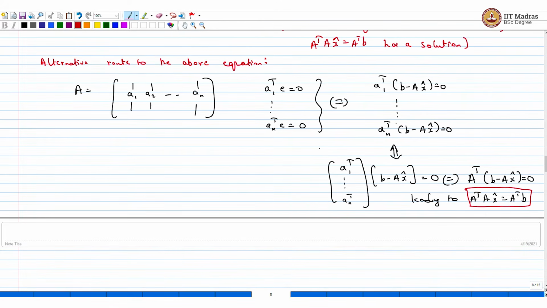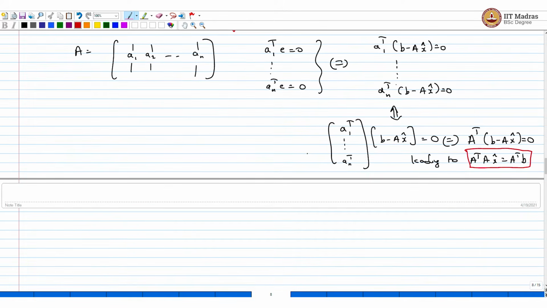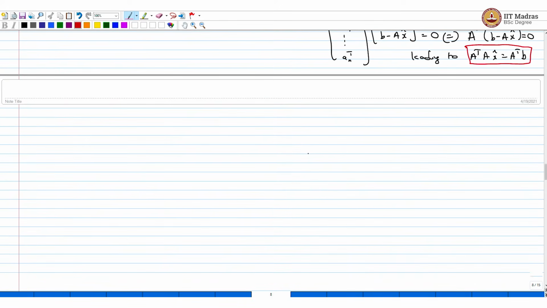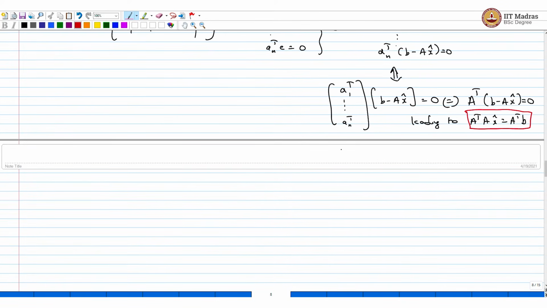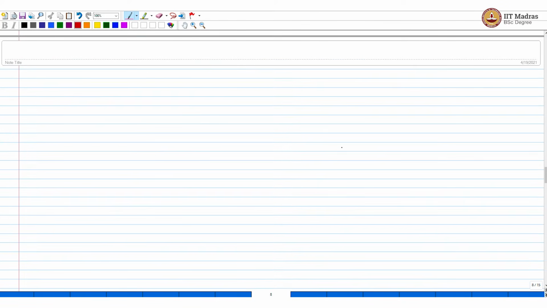So the only fact that we used was that this vector e, which is b minus p, was orthogonal to the space where you are projecting. Once you use that, you can arrive at this either through the orthogonal complement route, which is one shot, or you can do a first principles derivation by looking at the matrix A and its columns. Hope this is clear.